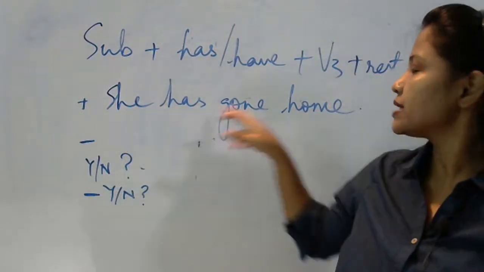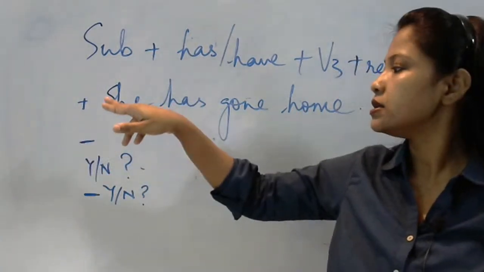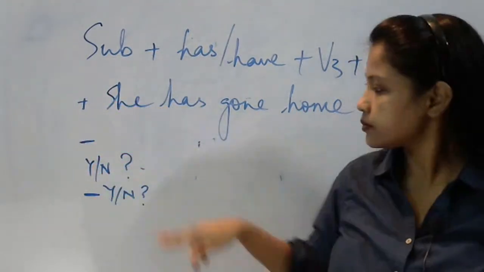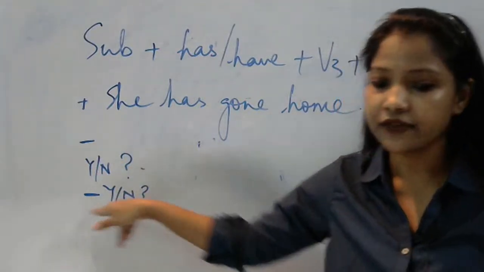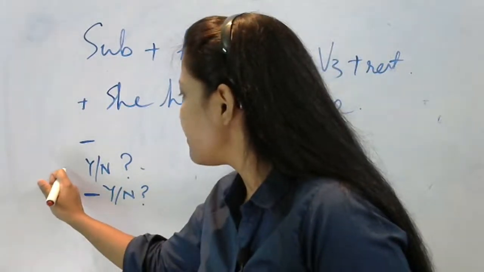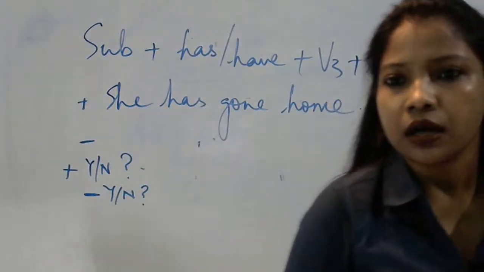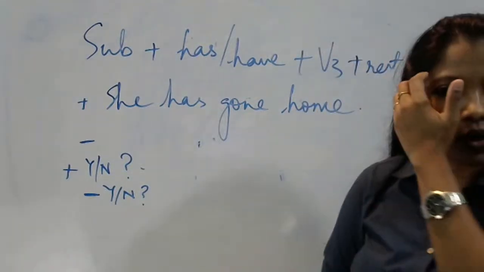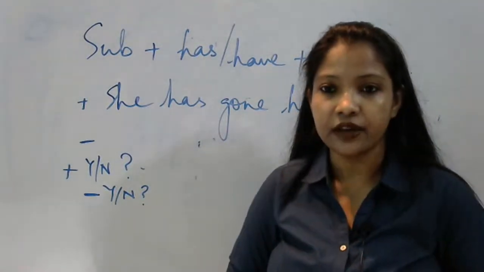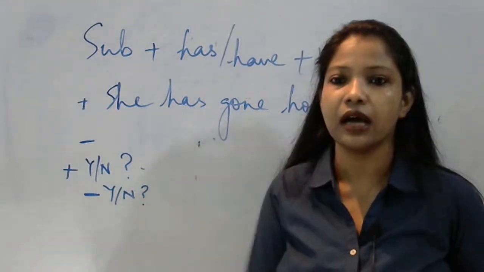The sentence is she has gone home. Change it to negative sentence. Change it to yes no question. Then change it to negative yes no question. I can also write down over here as positive yes no question. I would suggest you all to write down names instead of sending all those emoticons. Better write the answers.